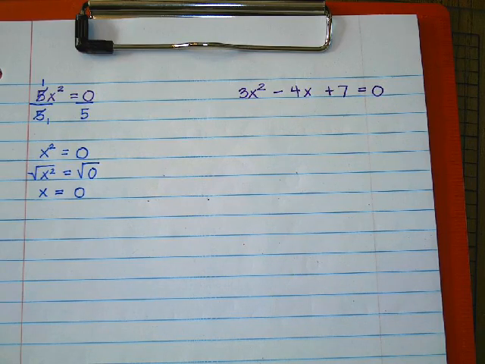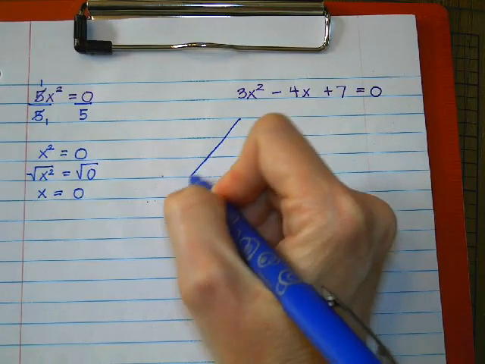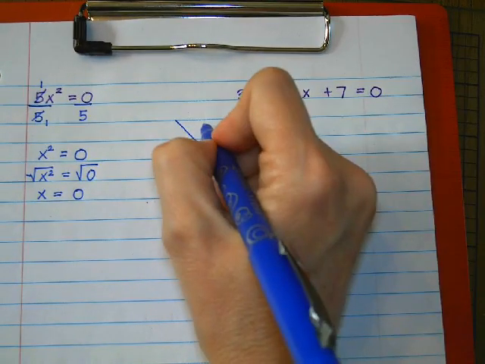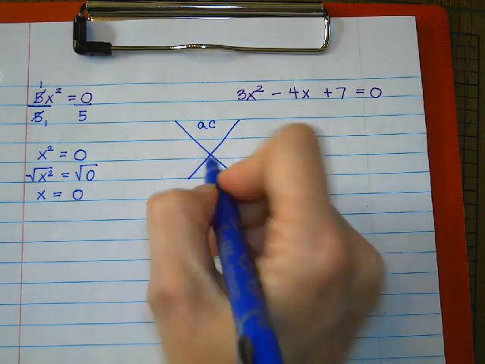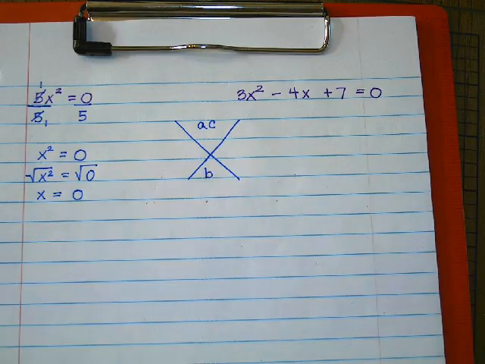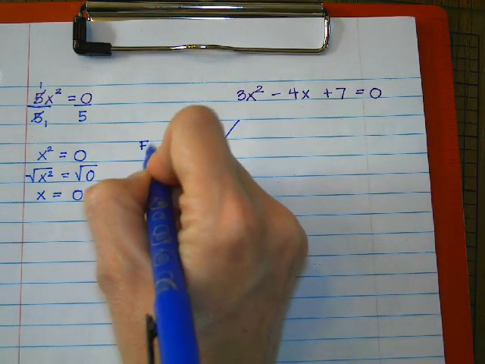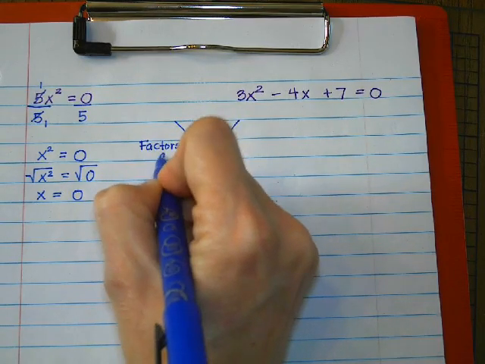So we're going to go ahead and set up this X box for you guys to look at and make sure you guys understand and remember some of the stuff about the X box. So we're going to go ahead and draw our X box. Remember, on our X box, the top value is our A times C value. Down below is our B value. On the left side are the wings of them. We have the factors of A times C.